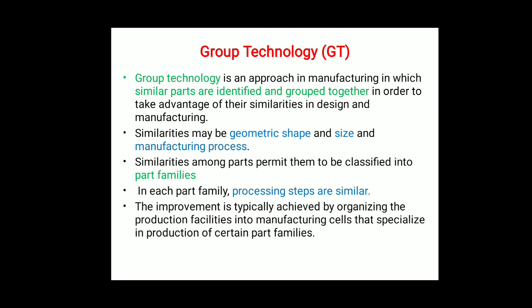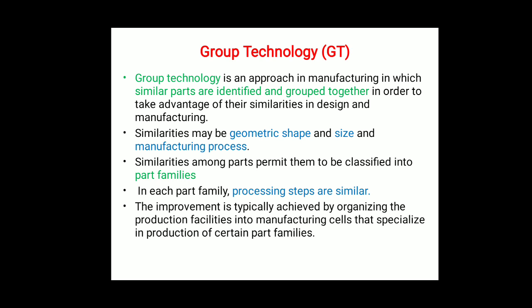This efficiency is achieved in the form of reduced setup time, reduced in-process inventory, better scheduling, improved tool control, and the use of standardized process plans. So basically, in group technology we are going to form a group by using their geometrical shape, size and manufacturing process.